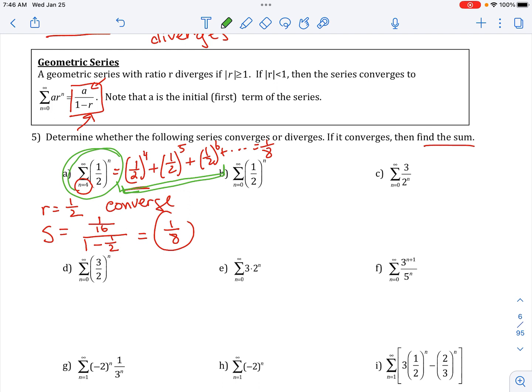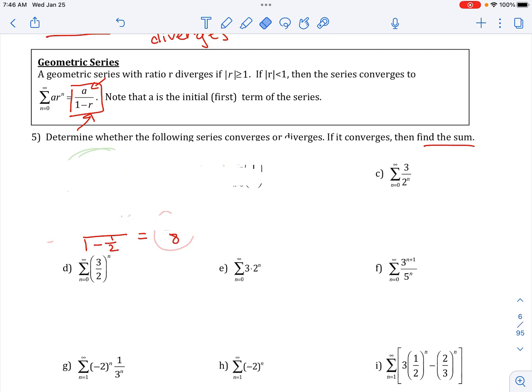Your R is going to be whatever is being raised to that nth power, because that's what you're changing every single time. So just from this sigma notation, I can figure out that R is 1/2. And then your A, which is the first term, is just what you get when you plug in that first counter. So now when we look at the second problem, I don't have to write it in expanded notation. I can pick up my R just from the way it's written. So notice the 1/2 is being raised to the nth power, so your R is 1/2.